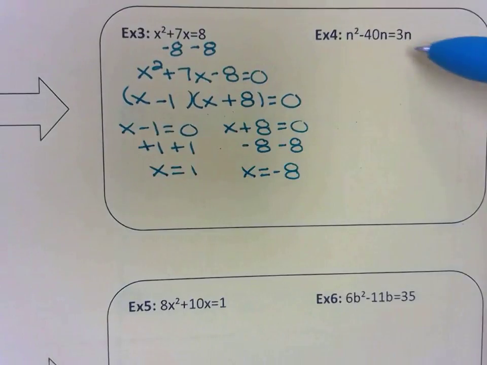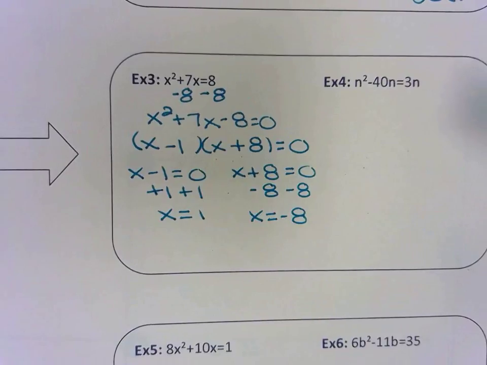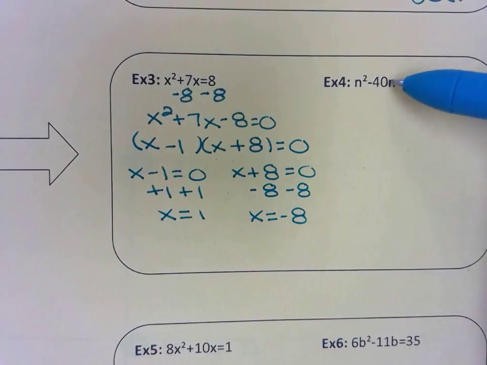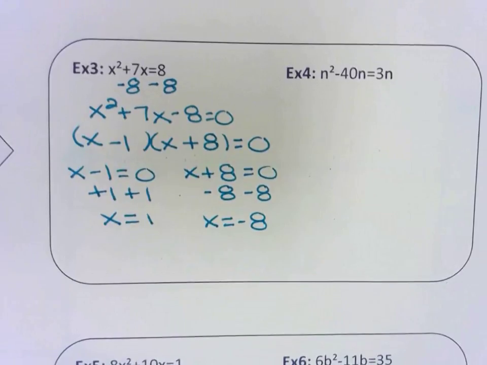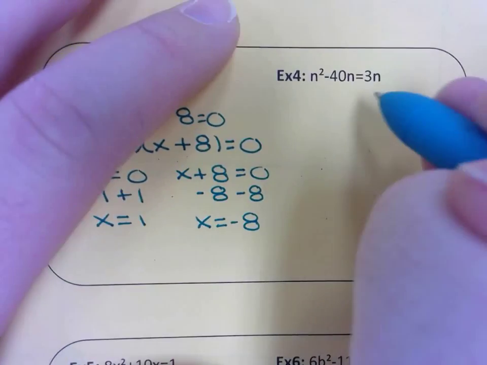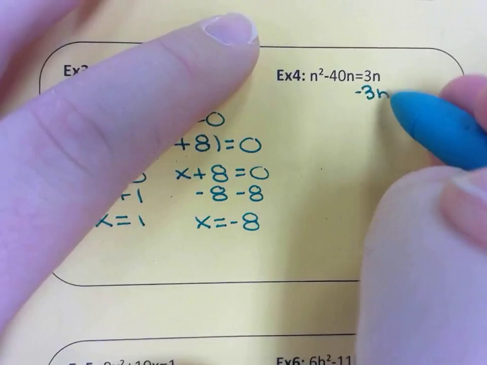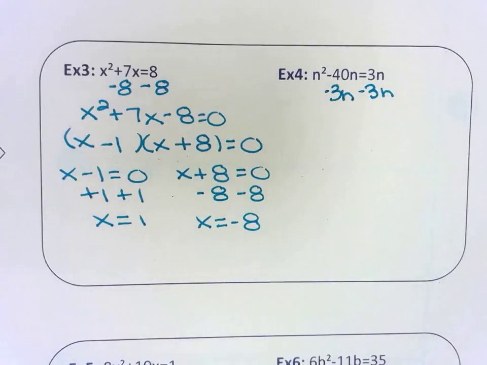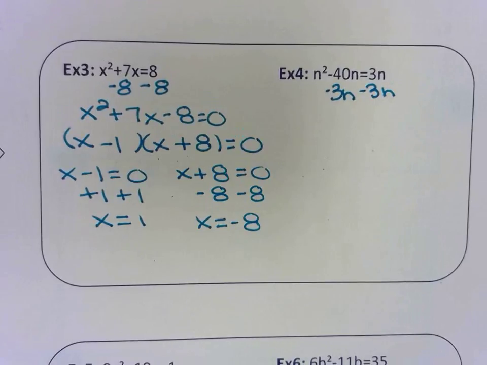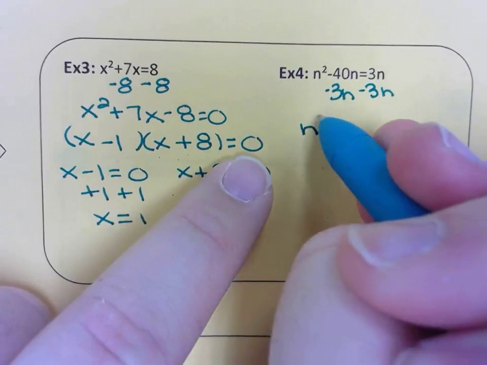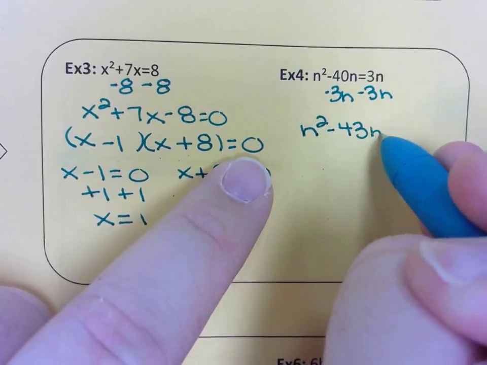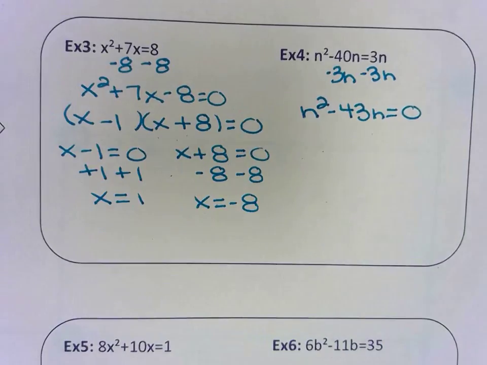Example 4, what 2 terms tell me that I cannot do the square root? Negative 40n and 3n. Yep, I have 2 with a single n. So the negative 40n and the 3n tell me I cannot do the square root. So I'm going to try to factor it. If I try to factor this, I need to get it equal to what? So I'm going to subtract 3n from both sides. And I'm going to put it underneath the negative 40n because I can actually combine those. So what do I have on the left side now? N squared minus 43n equals 0. Good.